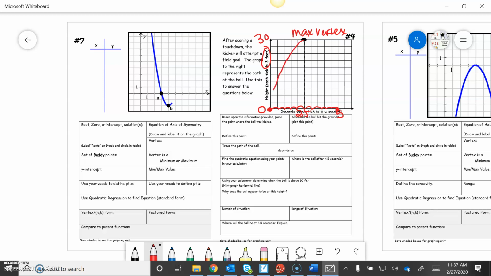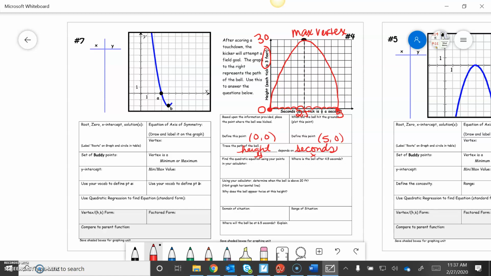And we said our parabola would look something sort of like this. So based on the information provided, the point where the ball was kicked, we already did that. We did that at 0, 0. And when will it hit the ground? That point was at 5, 0. So trace the path of the ball. We already did that. Blank depends on blank. Remember, this is always y depends on x. So this is going to be height depends on seconds.